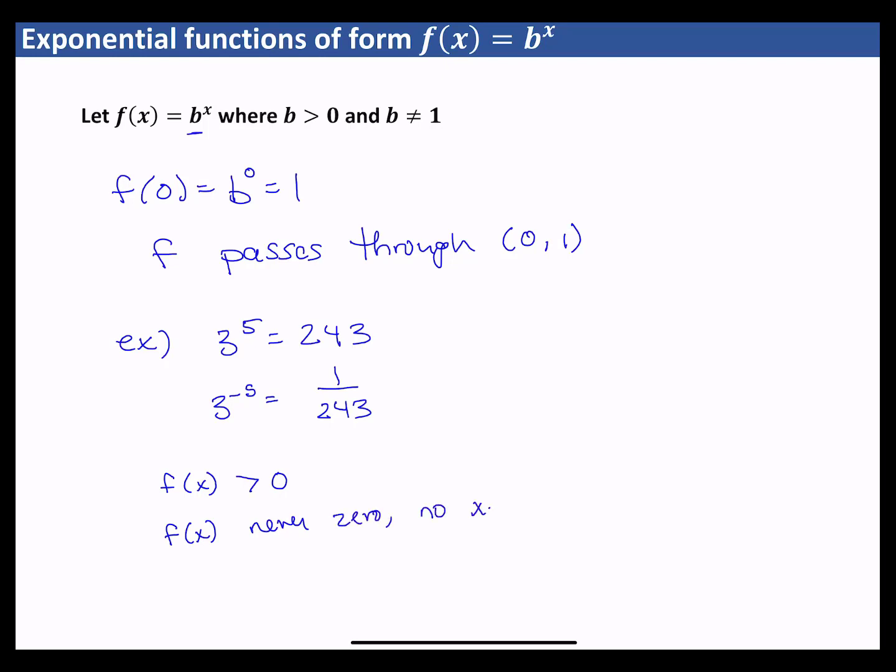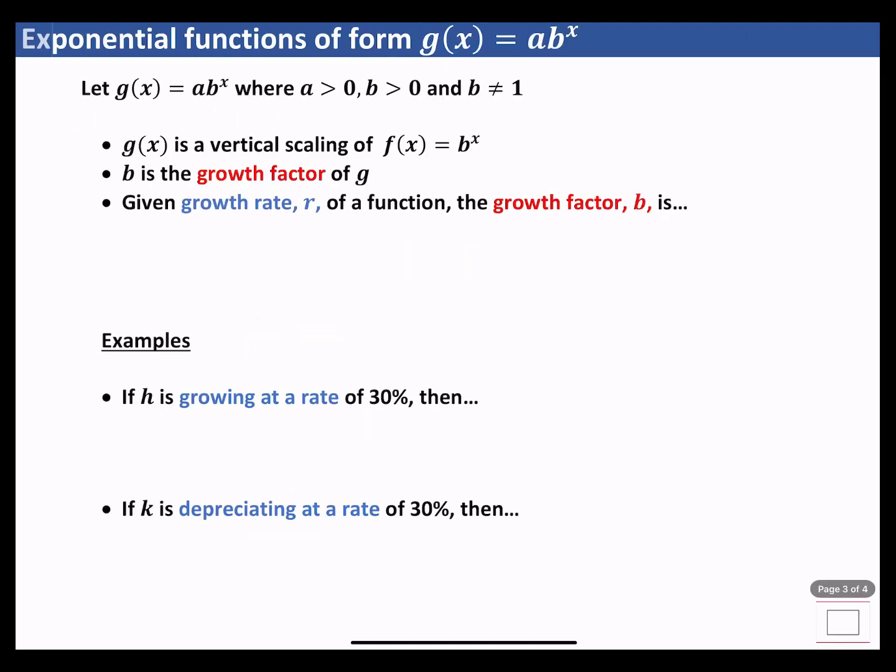As we have done with other functions, we will explore the effects of applying transformations to the exponential function f of x equals b to the x. Let g of x equal a b raised to the x power, where a and b are both positive constants and b does not equal 1.